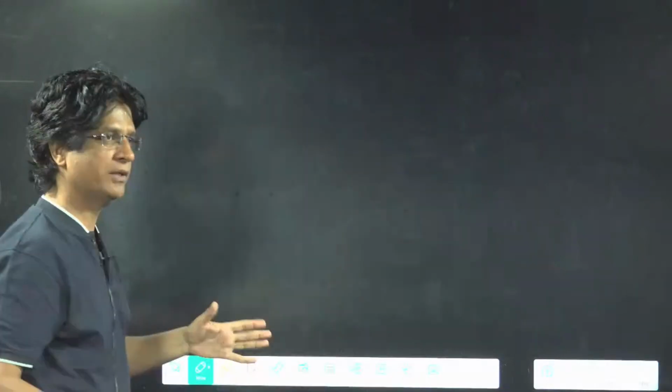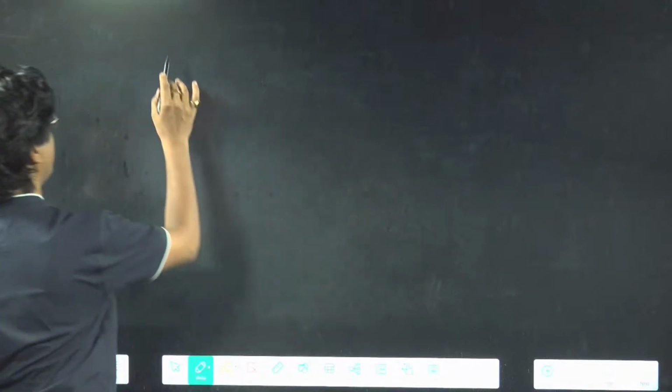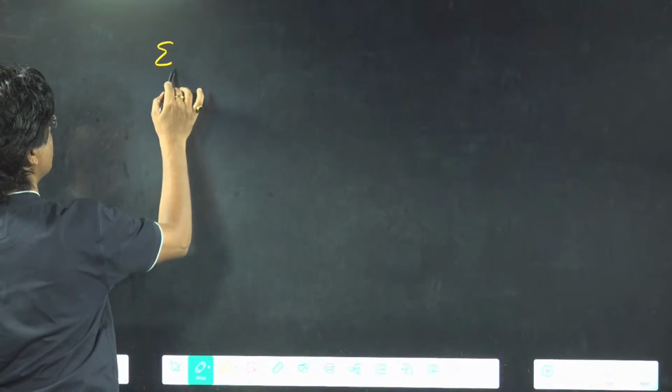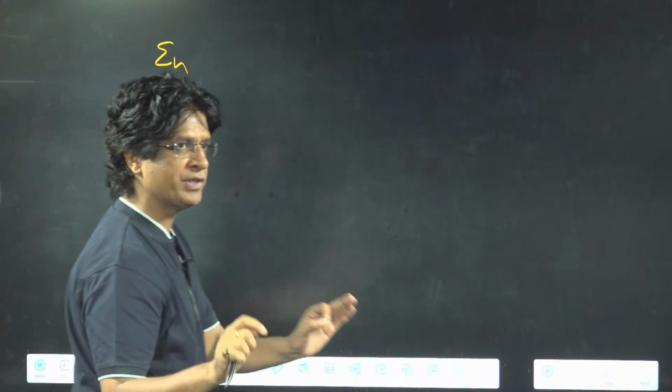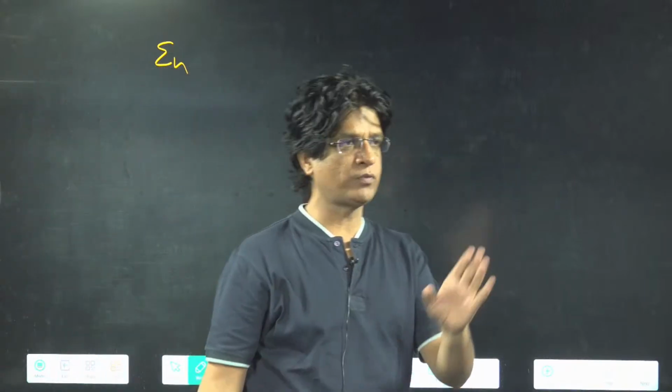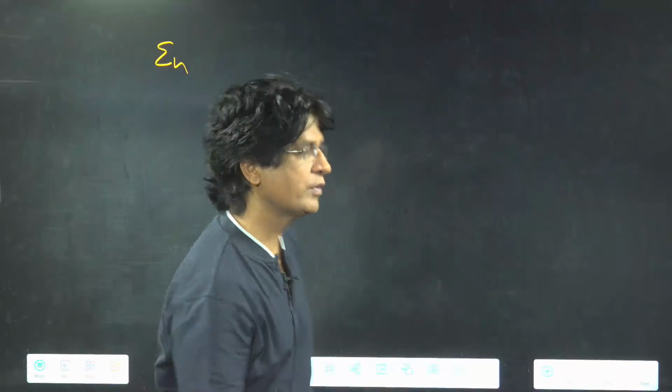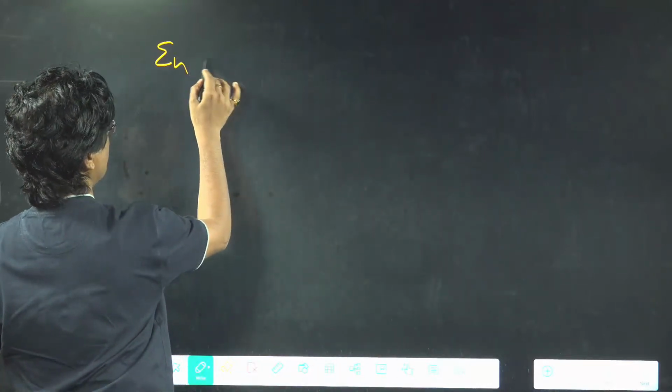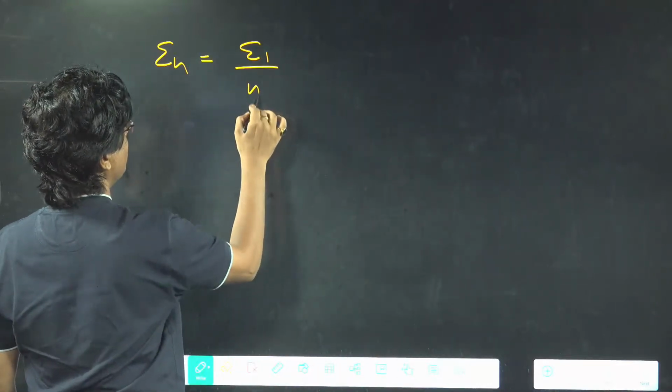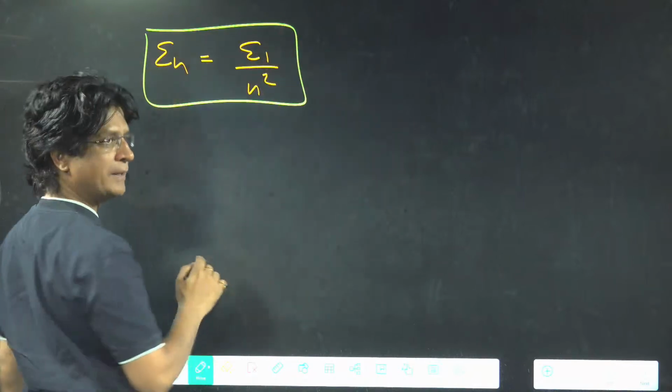So, shall we begin? What we did in the morning session was certain things regarding energy. Let me just revise that. I told you the energy in any orbit of a one electron species. Today, we will be doing all the questions for one electron species itself. So, En will be what? E1 upon n square. Are you getting it?